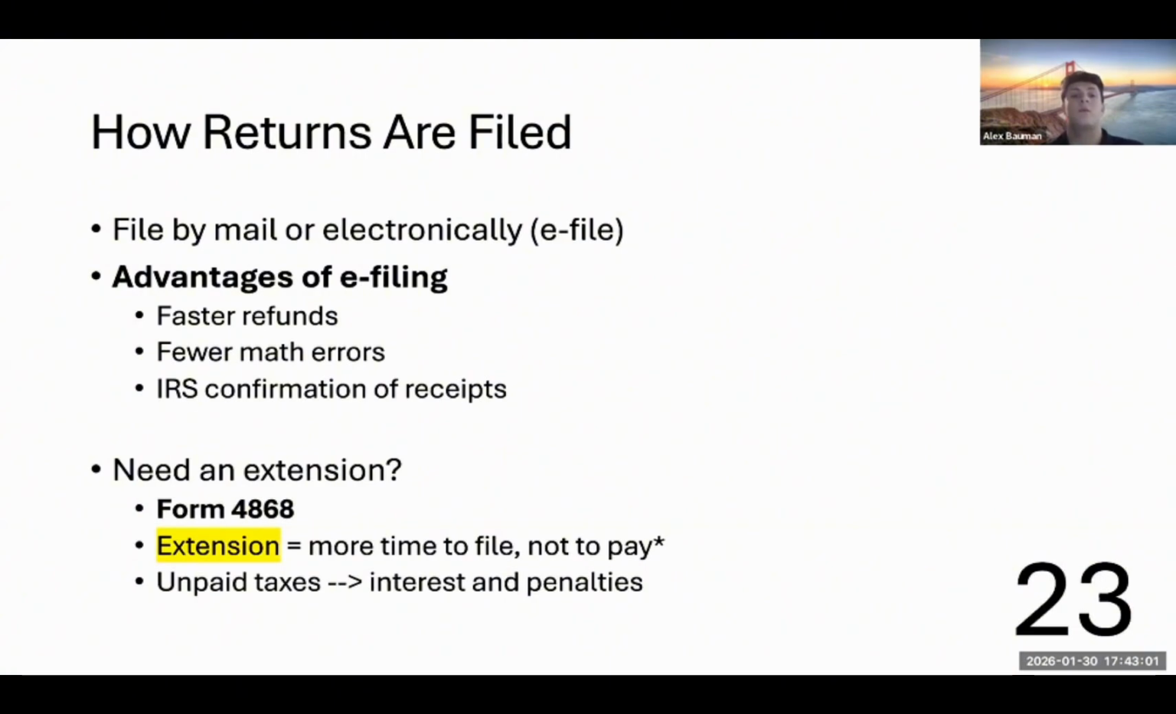Submitting the return. Once everything is completed, the return has to be submitted. Taxpayers can still file by mail, but nowadays most people e-file. Electronic filing speeds up refunds, reduces math errors, and gives confirmation that the IRS received the return. If someone can't meet the filing deadline, they can request an extension using Form 4868. This gives 6 additional months to file the paperwork. However, an extension does not mean that they don't have to pay on time. Any taxes owed are still due by the original deadline, and unpaid balances may lead to interest and penalties.